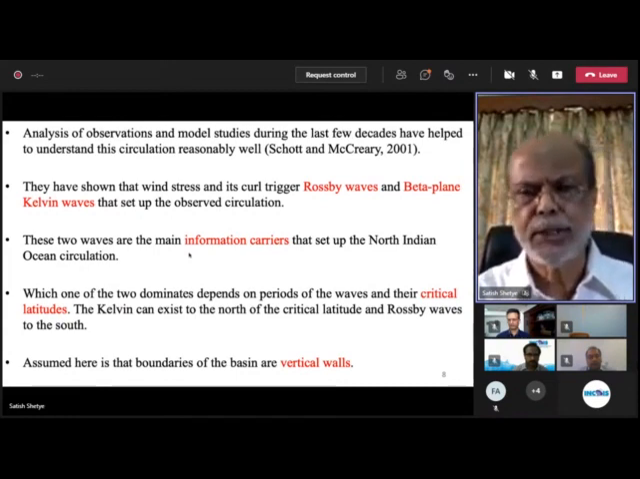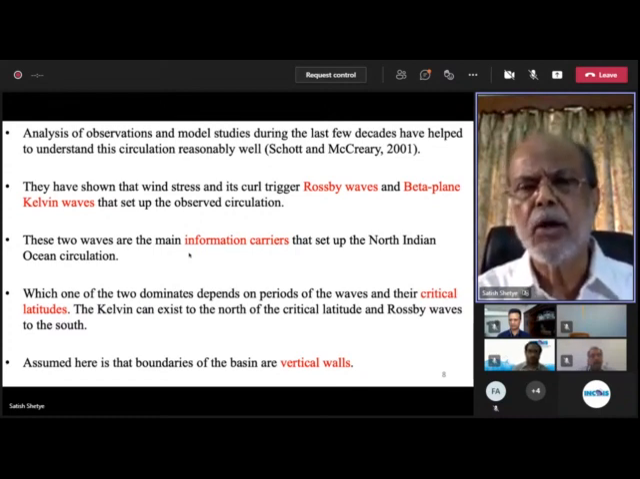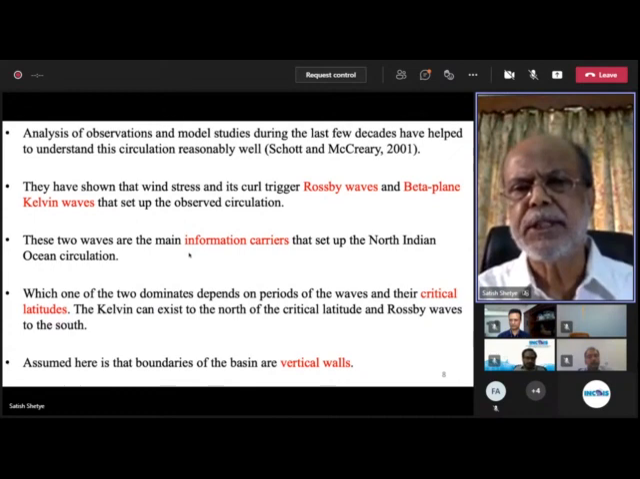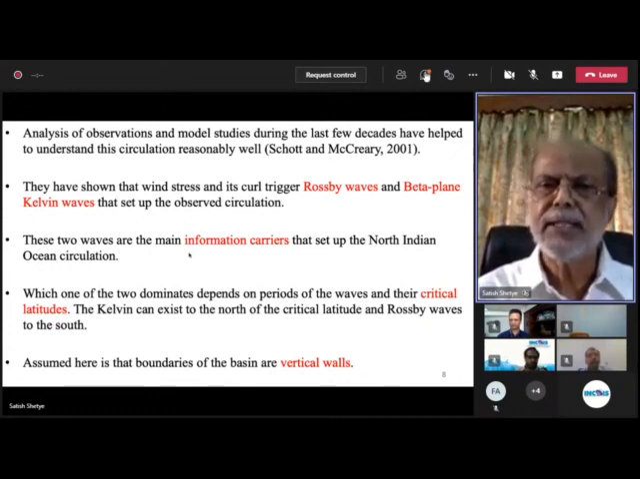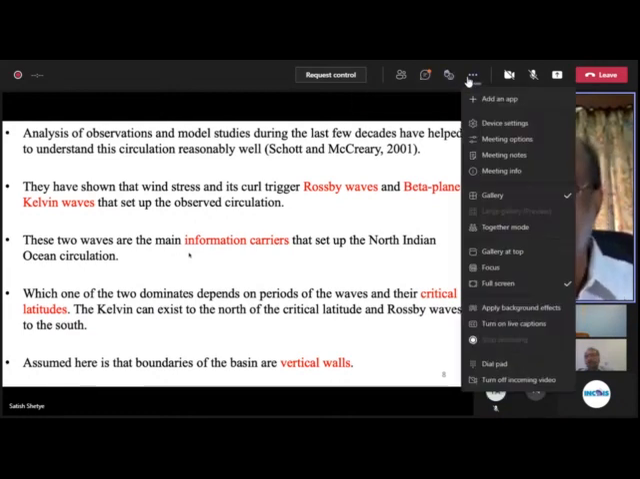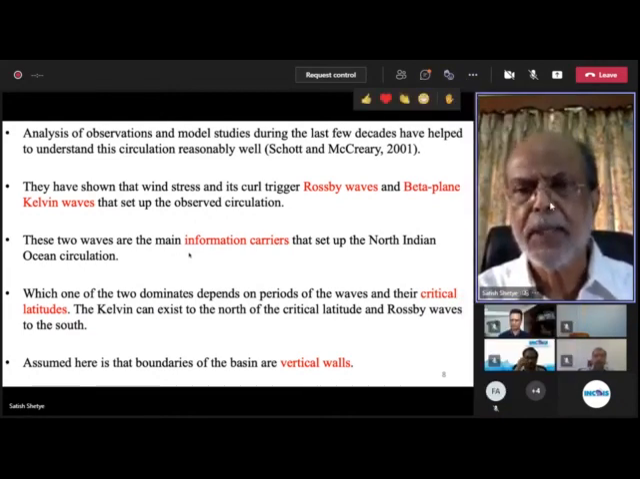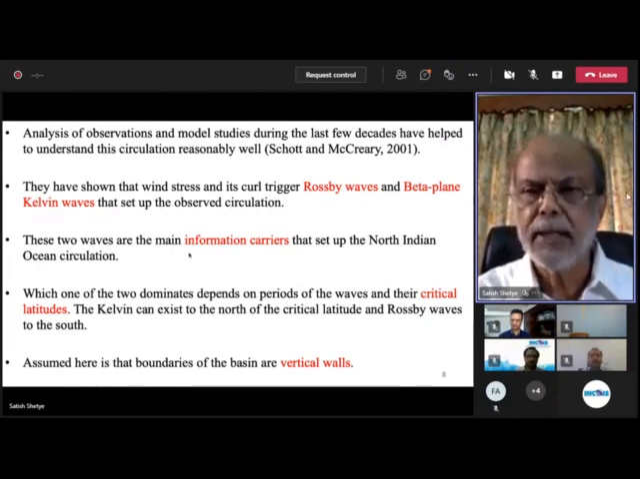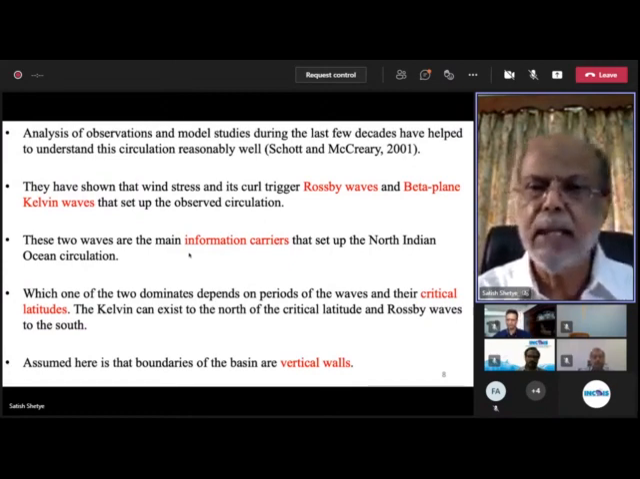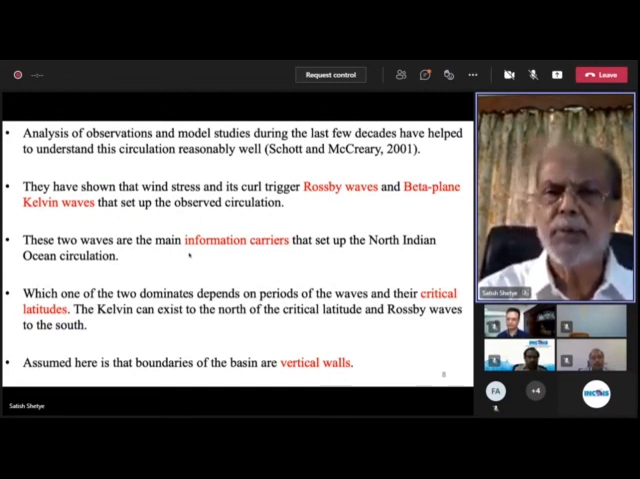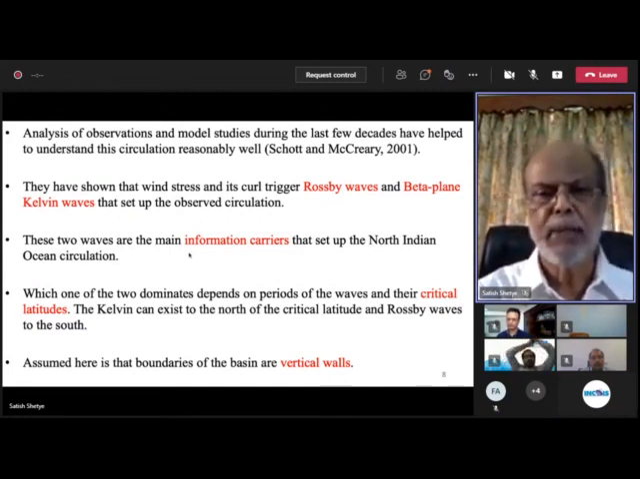But without getting into those details, for the kind of clip which I showed you of the sea level anomaly, most of the features can be understood in terms of an annual Rossby wave, because this is a climatology and the annual signature is highlighted. Keep in mind, however, that when you look at the data for a particular year, you will see many other frequencies present, and then corresponding Rossby waves and Kelvin waves will come into play.